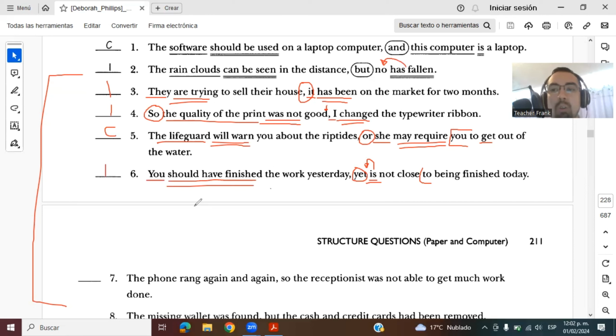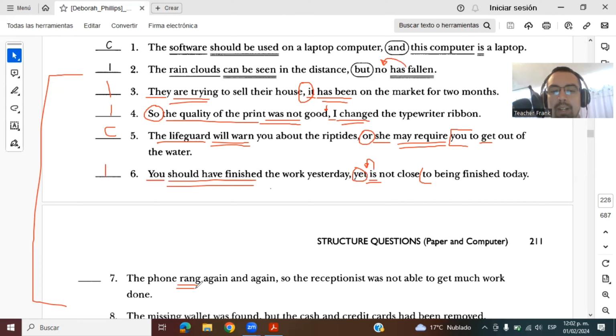Even if we know, we have to put the subject, right? It's the work that we're talking about. The work is not close to being finished, but we have to say it, right? We have to say the subject. All right, let's look at number 7. "The phone rang and rang. The phone rang again and again, so the receptionist was not able to get much work done."